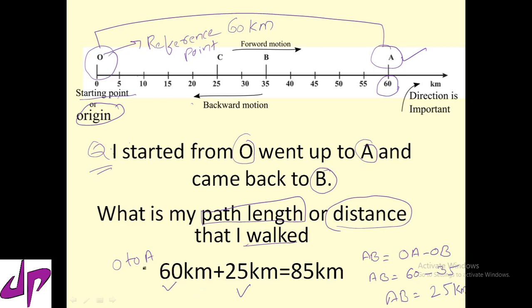So O to A is 60 kilometers and A to B is 25 kilometers. The total path length is 85 kilometers.